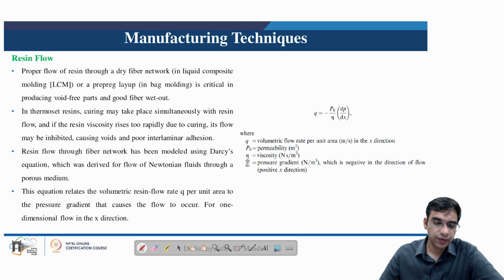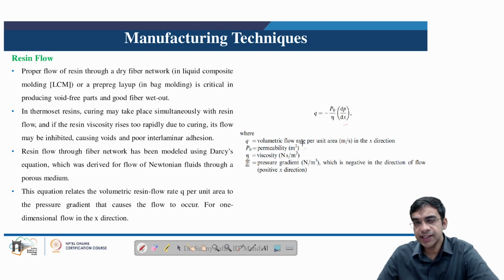So resin flow through the fiber network is often modeled using Darcy's equation, which is derived from the flow of Newtonian fluids through a porous medium. Darcy's equation is shown here on the right hand side, which says Q is equal to negative P naught by eta, and then we have the pressure gradient term here. Here P naught is the permeability of the media, and we have seen that fibers, as they can be woven fibers, are often porous.